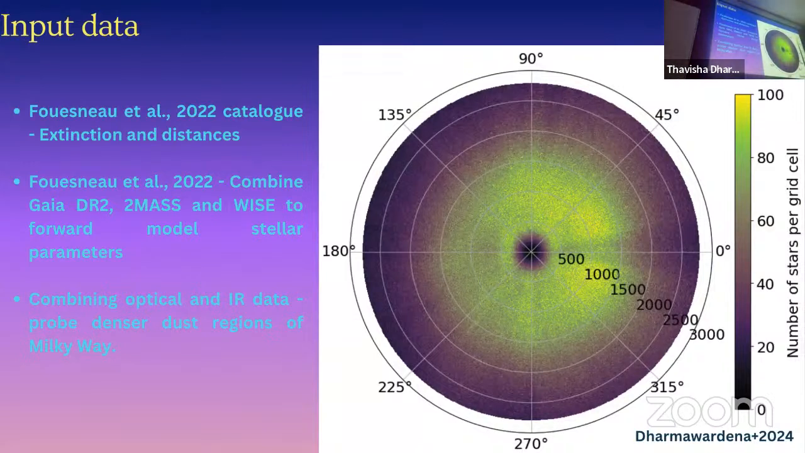So for our input data, for all the work that I'll be talking about, we use the Foyno et al. 2022 catalog, which actually uses Gaia DR2, not DR3, and 2MASS and WISE. The reason why we chose this is because it's the only catalog out there so far that combines infrared data and does a forward model for stellar parameters. With the fact that it combines all the infrared data, we're able to probe deeper into the star formation regions.